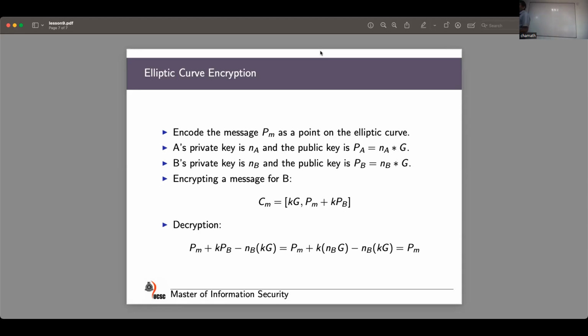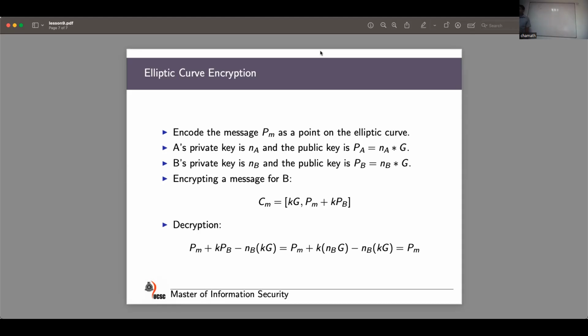Okay, let's see how we can do the encryption. To encrypt, the first task is to represent the message as a point on the curve. So let's assume that the message is encoded as this point, PM.